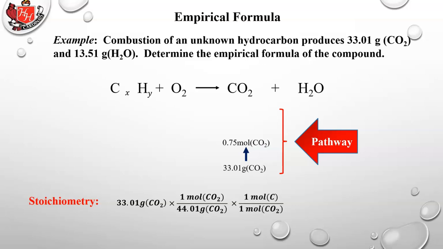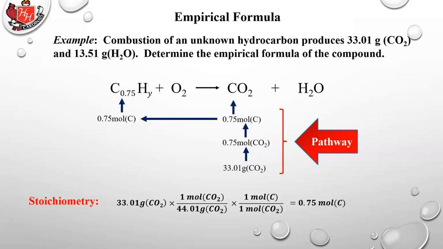Again, we have 1 mole of carbon for every 1 mole of CO2, just like in the last problem. So that's a 1-to-1 relationship. That means we have 0.75 moles of carbon, the same number of moles as CO2. So where did all that carbon have to come from? The only place it could have come from is the carbon in the hydrocarbon, the CH compound on the left. So we're going to replace that X with a 0.75.